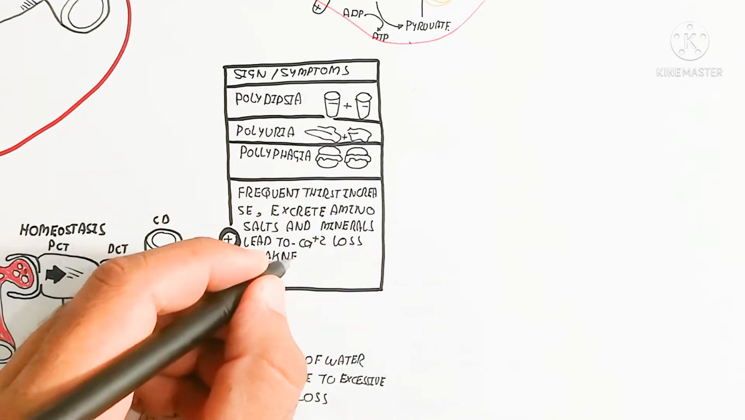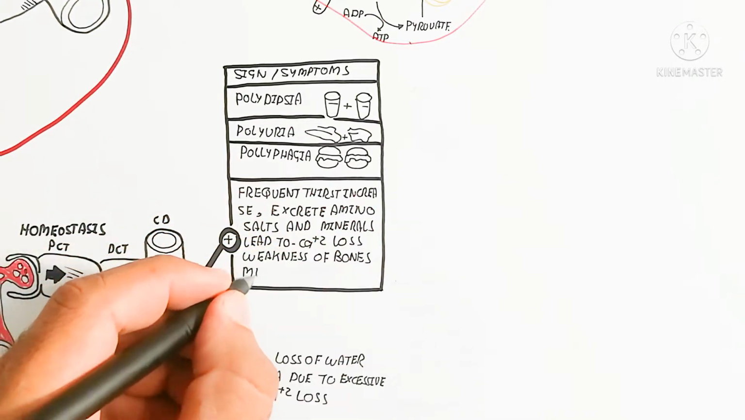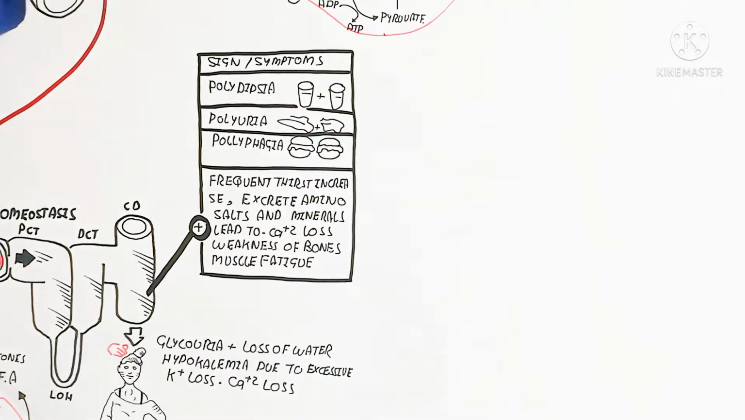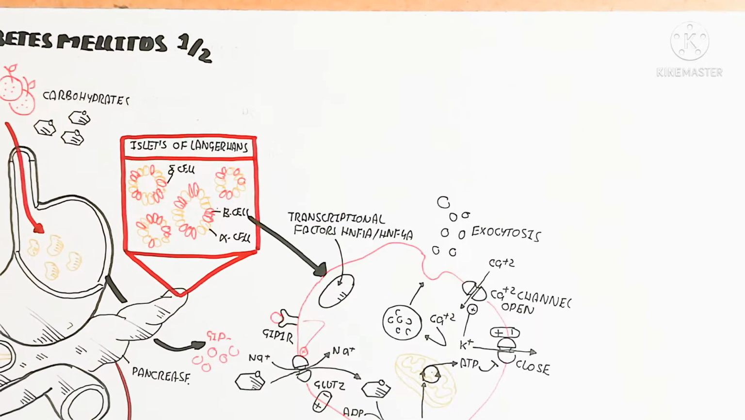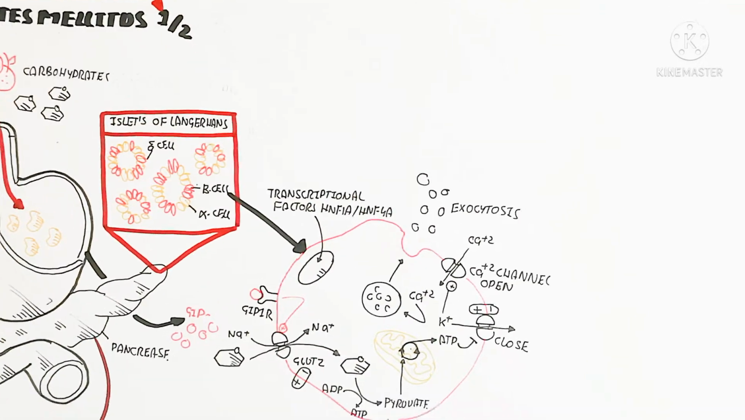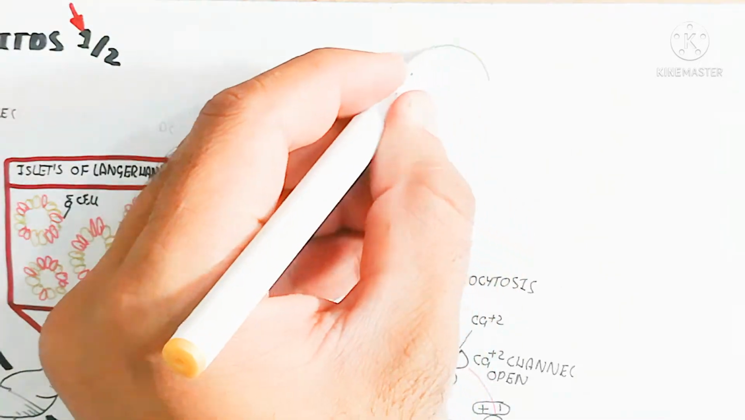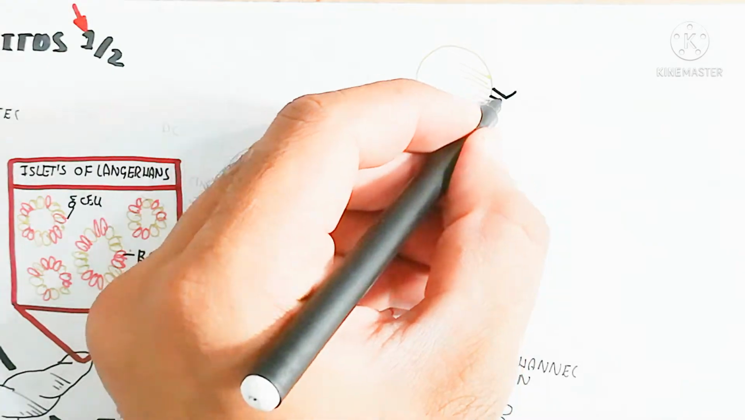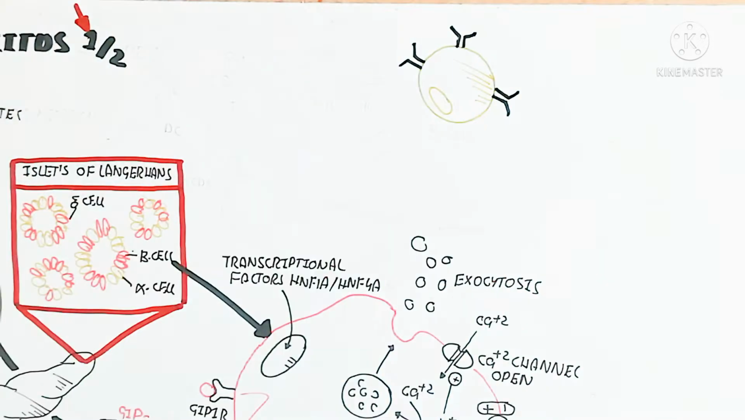increases, and excretion of amino acids, salts, and minerals leads to calcium loss, weakness of bones, and muscle fatigue, because muscle movement is through calcium, as well as nerve impulses are through calcium. So it means nerve damage. The action potential will be disrupted. On the other hand, brain fog can occur.